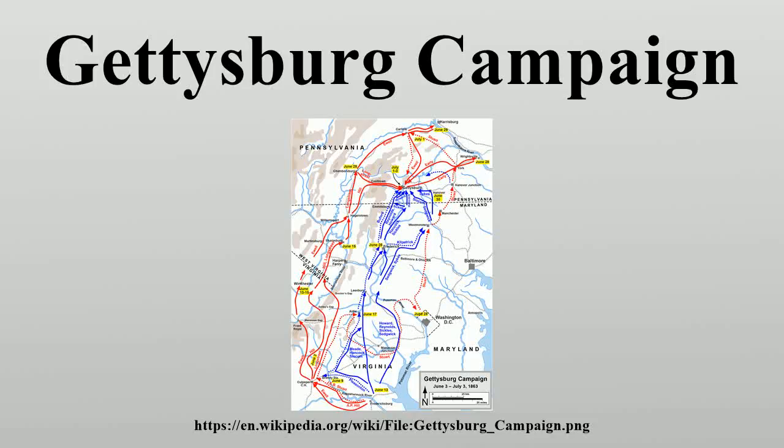The Gettysburg Campaign was a series of battles fought in June and July 1863, during the American Civil War. After his victory in the Battle of Chancellorsville, Confederate General Robert E. Lee's Army of Northern Virginia moved north for offensive operations in Maryland and Pennsylvania, his second invasion of the North.